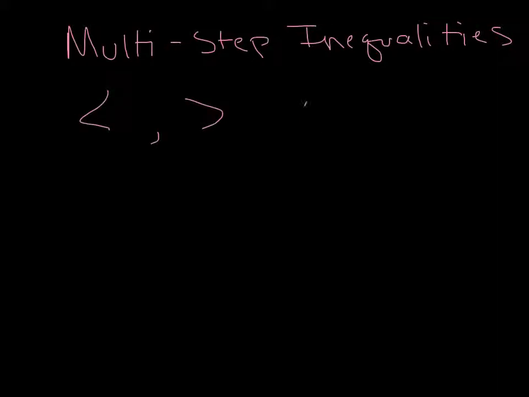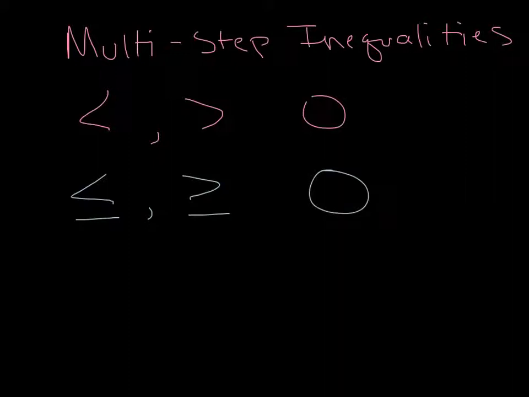And when we graph these, that's an open circle. However, this is less than or equal to, and this is greater than or equal to. And when we graph those, it's a closed circle, so we color that in.